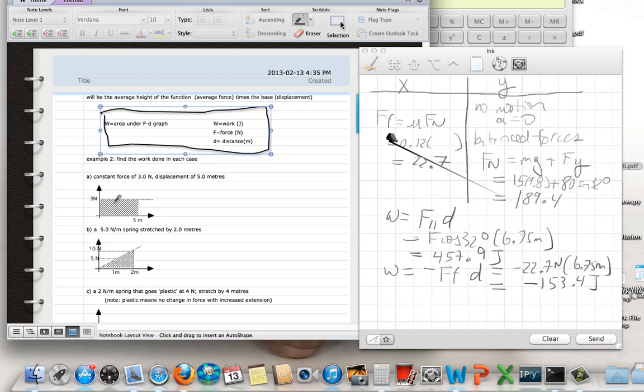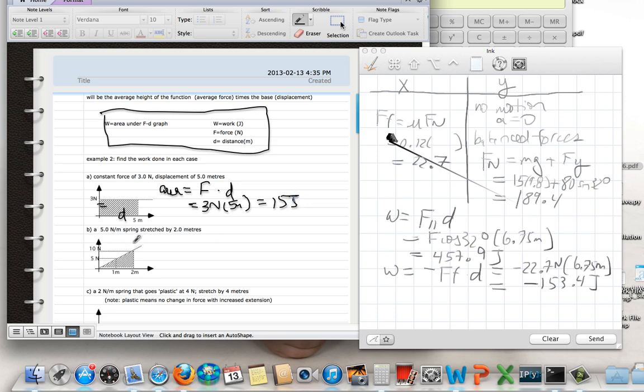If you're applying a constant force over a distance, if you've got a force-distance graph, then the area in this case is just the force times the distance, because the force is that side of the rectangle and the distance is this side of the rectangle. So that would be 3 newtons times 5 meters. There's 15 joules of work done according to this graph.